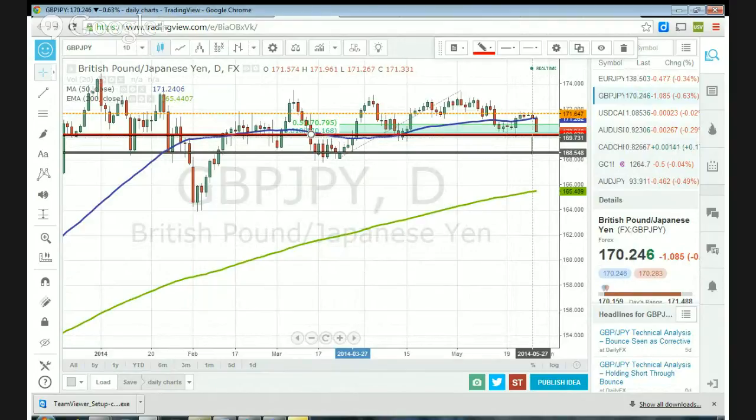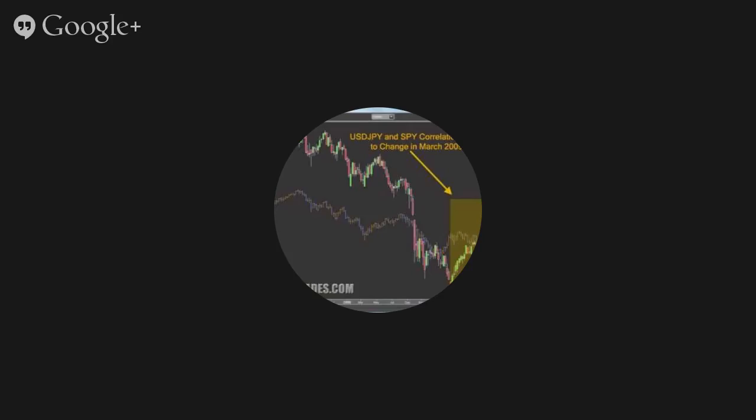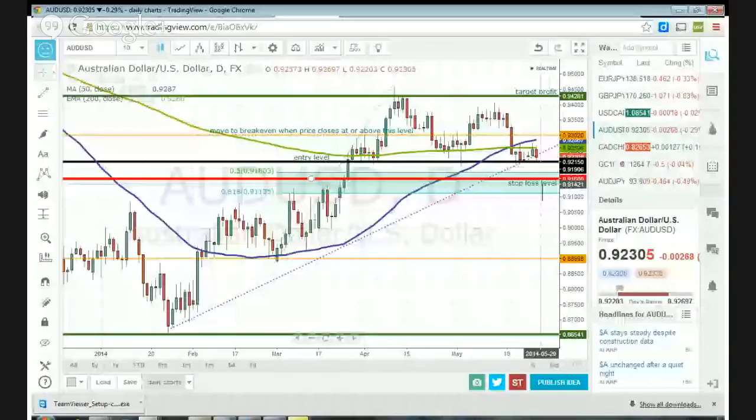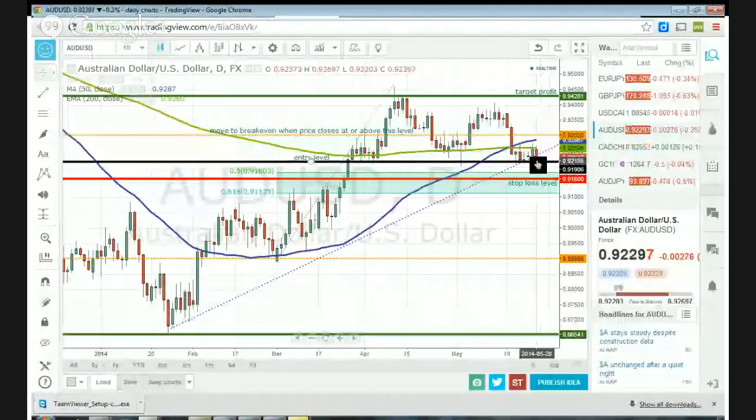I wanted to put on one thing for Aussie duck. This order is not yet filled, but it's very close to being filled. Ooh, it came very, very close today. I must have missed that by just a pip or two. Right now, there's about 17 pips between where the market is and where my entry order is. It came very close before, but it just missed it.